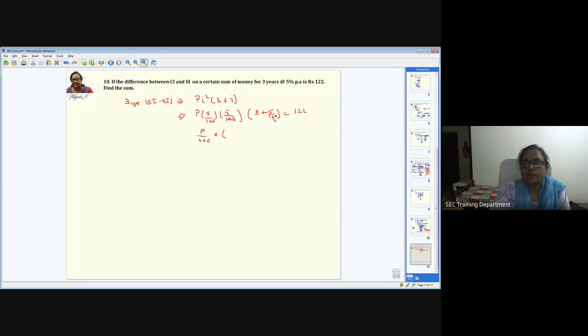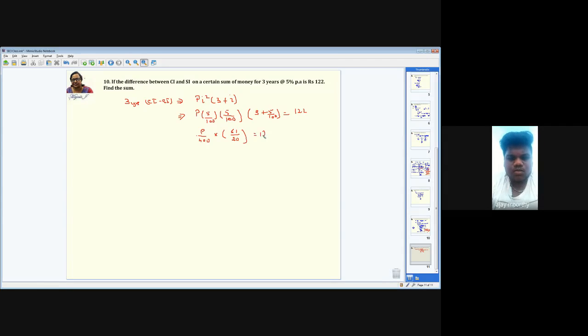And here 1 by 20. 20 into 3 is 60. 60 plus 1 is 61 by 20. Is that clear? This is 5 by 100, which is 1 by 20. 20 into 3 is 60. 60 plus 1 is 61. 61 by 20 equals 122.